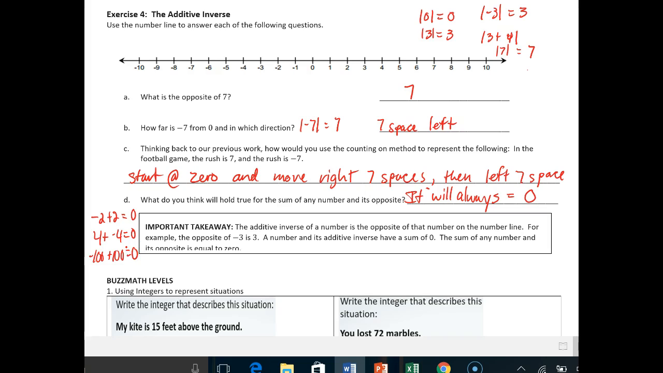And that's exactly what this says. The additive inverse is the fancy way for saying adding opposites. The opposite of a number on the number line, for example, the opposite of negative 3 is 3. A number and its additive inverse have a sum of 0. They always add up to 0. So the sum of any number and its opposite is equal to 0.